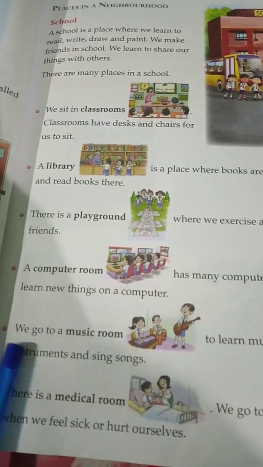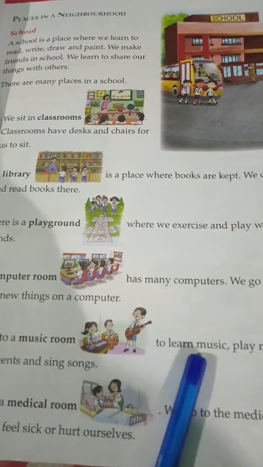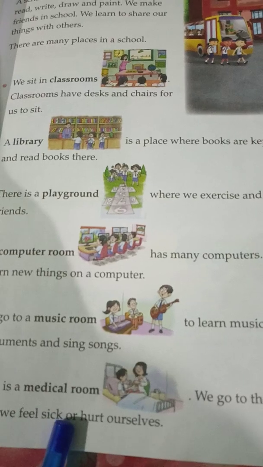Okay. Next we go to a music room. See the music room? We go there to learn music, play musical instruments and sing songs. Next is a medical room, or we can also call it the sick room. We go to the medical room when we feel sick or hurt ourselves. Okay, children? Now this is the true or false. You have to see and do it.